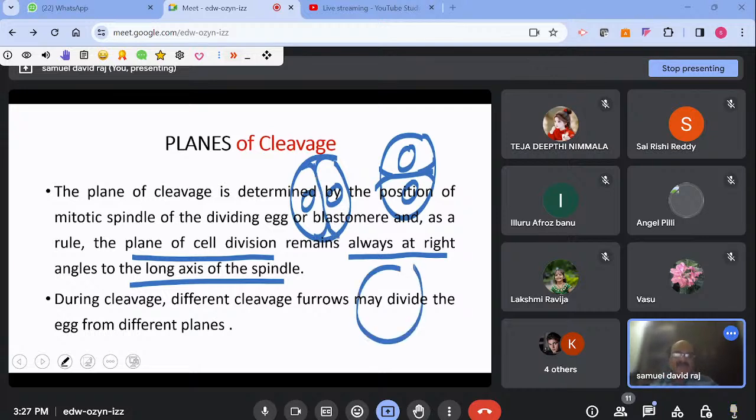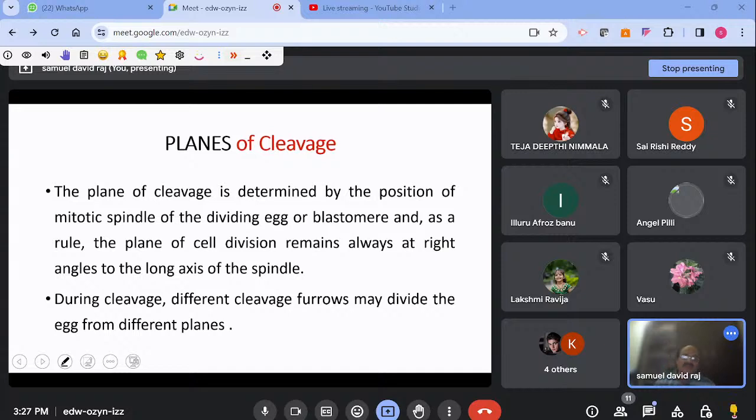In case of amphibian eggs, which are said to be mesolecithal, where active cytoplasm is present here, the plane of cleavage cannot take place in this place because it is occupied by yolk. It is shifted somewhat above the equator. So the mitotic spindle of the egg and also the yolk determine what we call the plane of the cleavage.